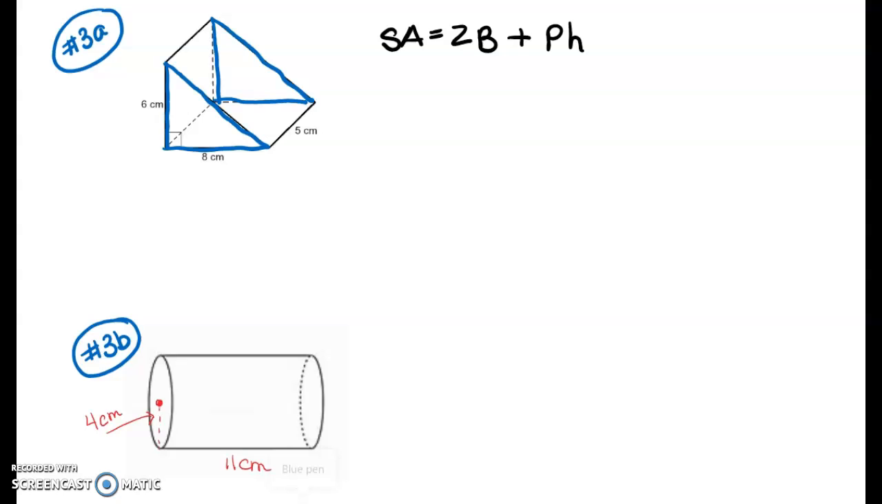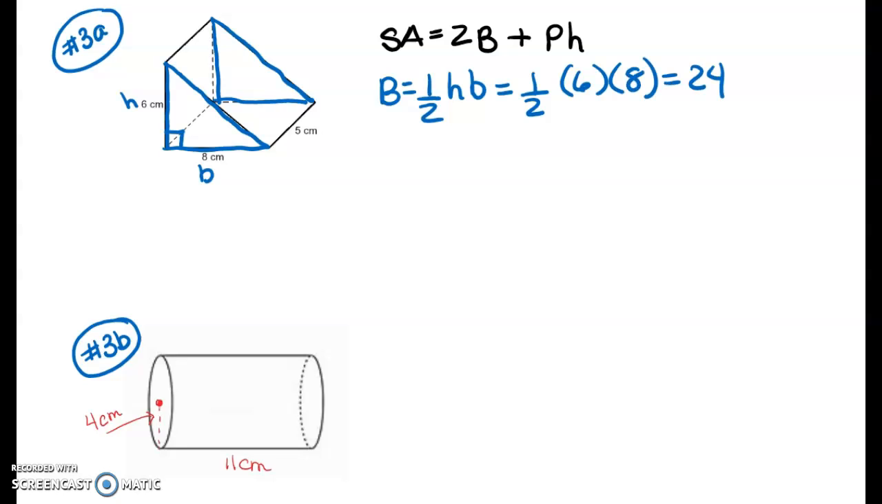So I do know that this has a right angle right here. So this is going to be the height, and this is going to be the base. And the formula is 1/2, it's a triangle, height times base. So I have 1/2 times 6 times 8, and that's going to be 24 centimeters squared.